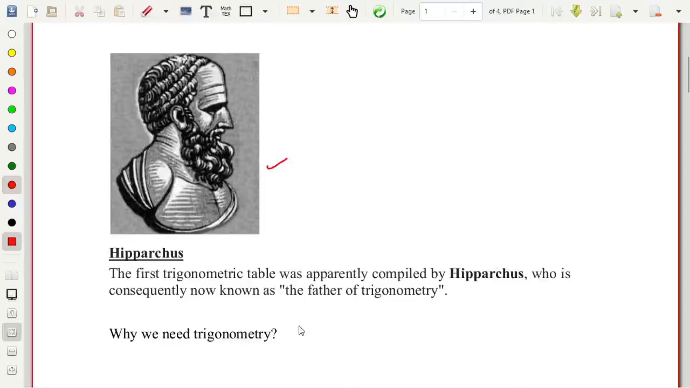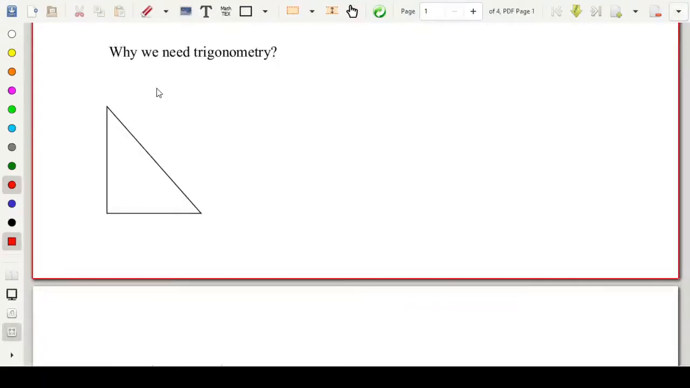Now let us see, why do we need trigonometry? We may raise the question, instead of trigonometry, we can use geometry as we know well. See, geometry has its own limitations. Let me take an example so you can understand better.